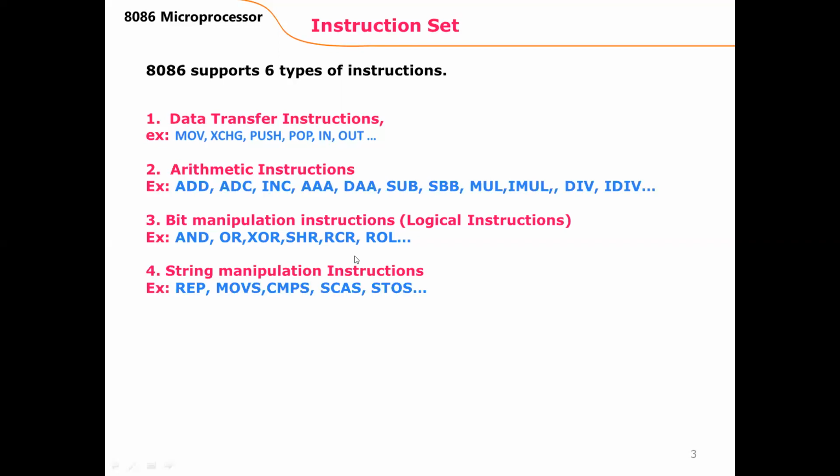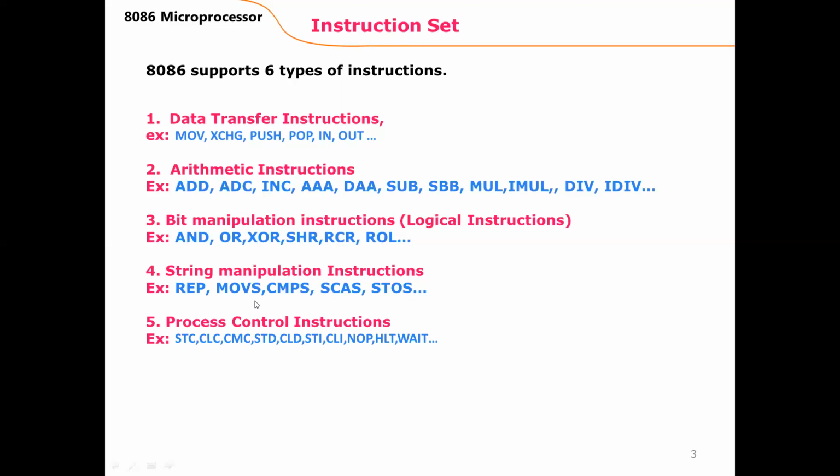String manipulation instructions are there in the 8086 microprocessor, which were not available in the 8085 microprocessor. String means a consecutive series of numbers stored in memory. So there are a few instructions, such as repeat and move string, meaning we can move a string from one set of memory locations to another. For example, we have 10 bytes stored in 10 consecutive memory locations. Then we need to transfer these 10 bytes to another location in the memory. So then we can use MOVS and so on.